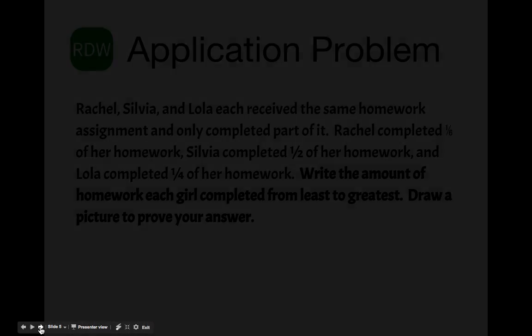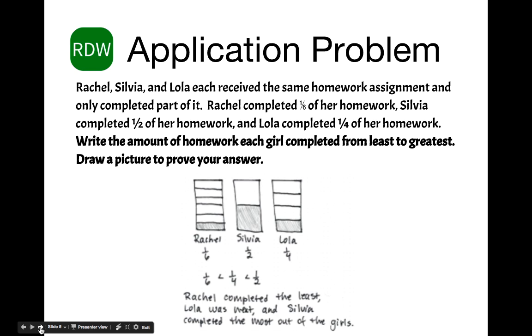So let's look at our answer. So we are looking at Rachel, who we divided into 1/6. We have Sylvia, which is 1/2, and Lola, which is 1/4. So we are starting with the least, which is the smallest. That would be 1/6 Rachel. 1/4 would be next with Lola, and 1/2 would be the largest with Sylvia.